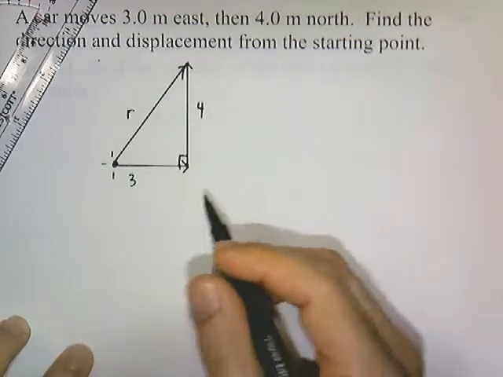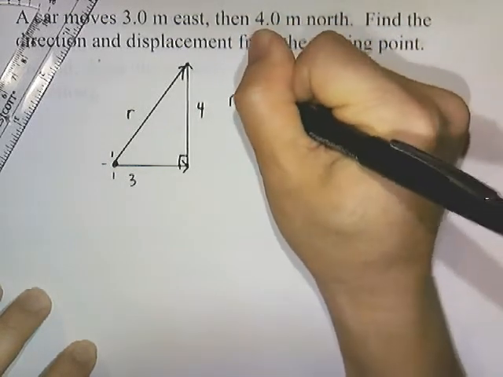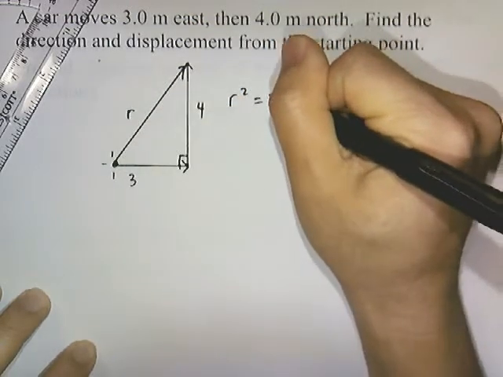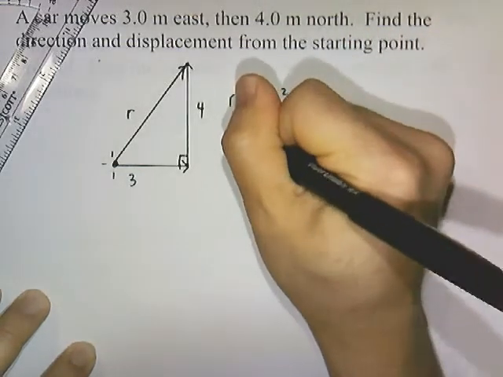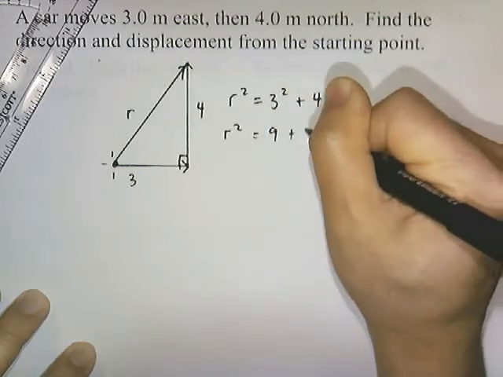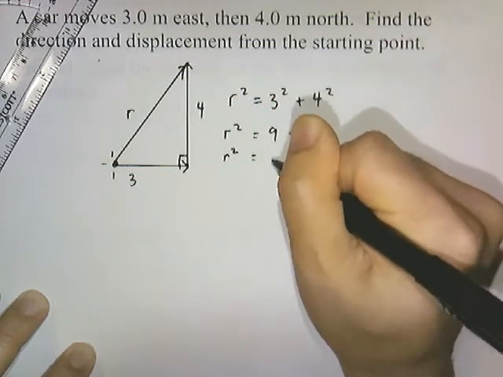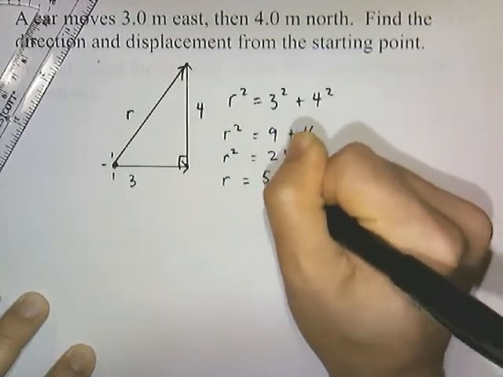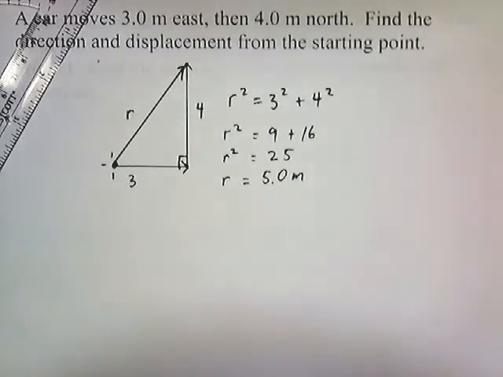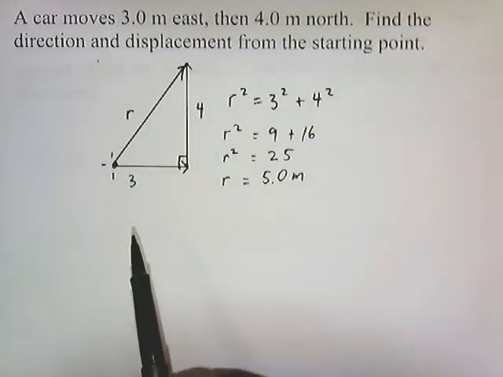So, if we use the Pythagorean theorem, we would do it like this. R squared, the hypotenuse, is going to be equal to 3 squared plus 4 squared. R squared is going to be equal to 9 plus 16. R squared equals 25. And then R is going to be equal to 5 meters. So that's the displacement. That's half the answer.